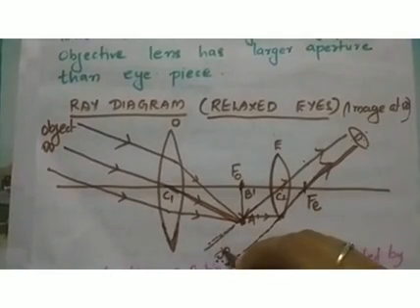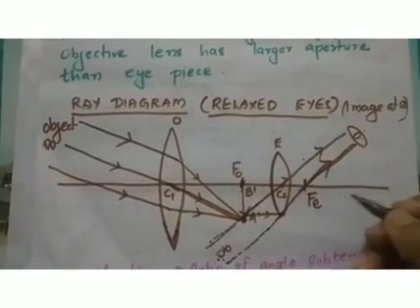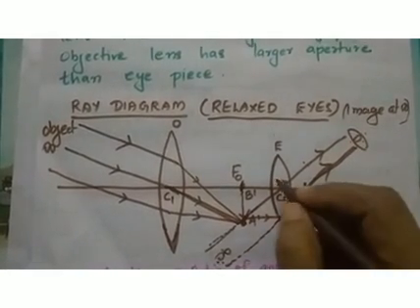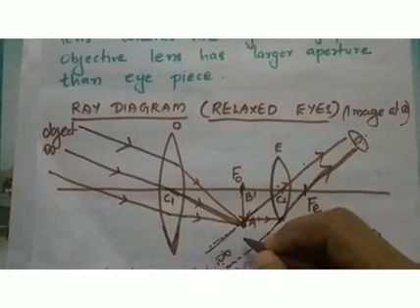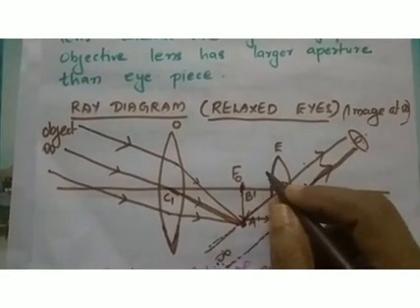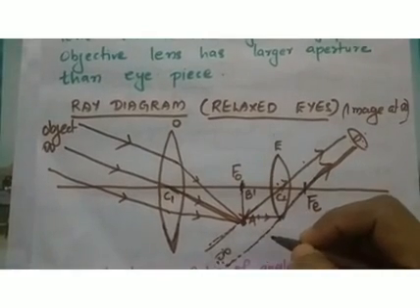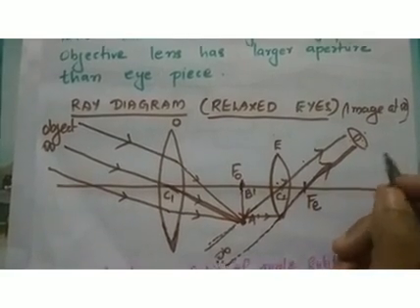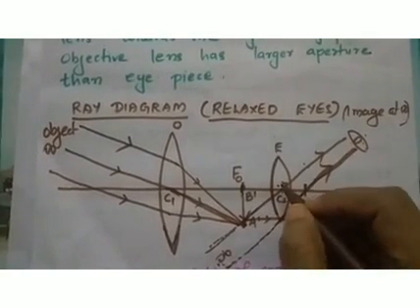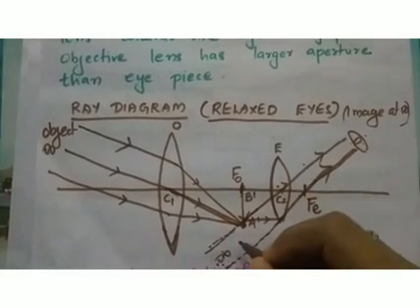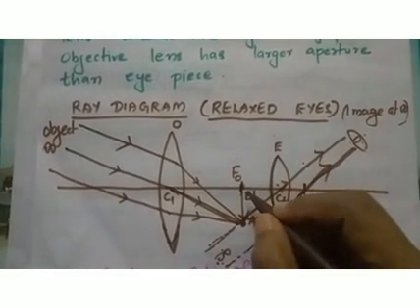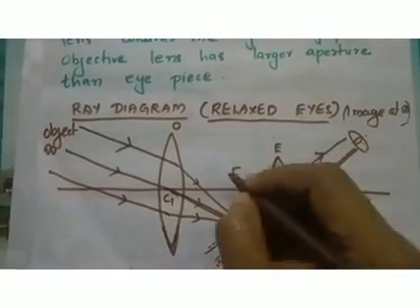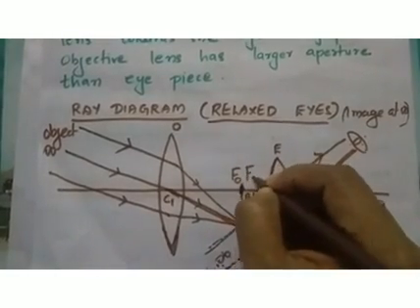So if the image is to be formed at infinity, where should this object be? See, for this eyepiece lens, A'B' is the object, and the image formed by this eyepiece is at infinity. So when does this image form at infinity? You know, the image is formed at infinity whenever the object is at the focus of the lens. So here A'B' is the object of the eyepiece, and the image of the eyepiece is formed at infinity. So the object of the eyepiece should be at the focus of the eyepiece. So this point is the focus of the eyepiece also.